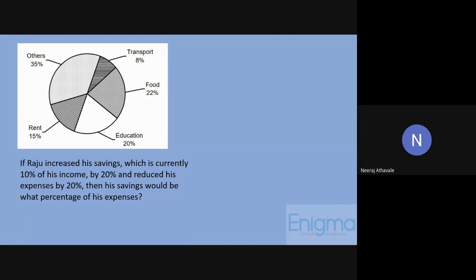Okay, so basically what do we have to find here? First of all, understand that thing. Then his savings would be what percentage of his expenses. So basically, new savings upon new expenses into 100. This is what you have to find out.